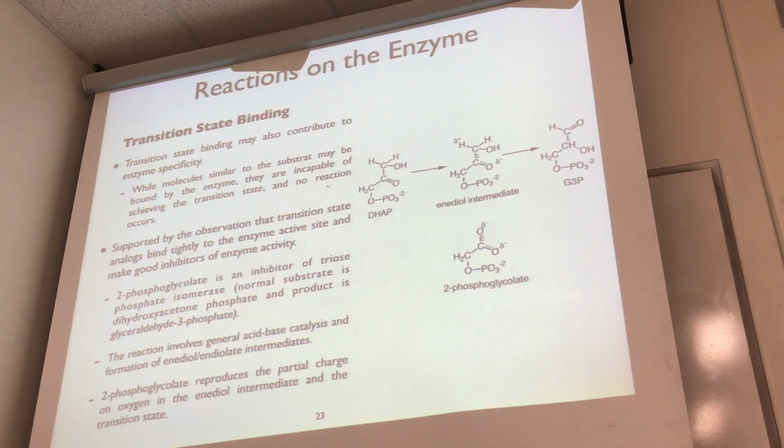dihydroxyacetone phosphate being converted to glyceraldehyde 3-phosphate. You have an enediol intermediate. 2-Phosphoglycolate roughly replicates this geometry. You've got partial negative charge here, partial negative charge here, and the phosphate group here. The position of these functionalities replicates some of the electrostatics of the enediol intermediate, and therefore it is found to bind to the enzyme active site competitively with the enediol intermediate, and therefore inhibits conversion of dihydroxyacetone phosphate to glyceraldehyde 3-phosphate.